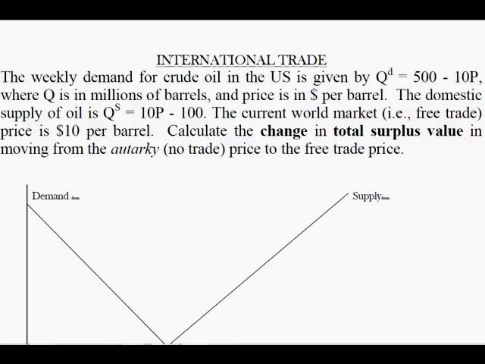This lecture is on social welfare analysis in international trade. The demand for crude oil in the US is given by Q equals 500 minus 10p. The domestic supply is Q equals 10p minus 100. The current world market price is $10. Calculate the change in total surplus value in moving from autarky or no trade to free trade.